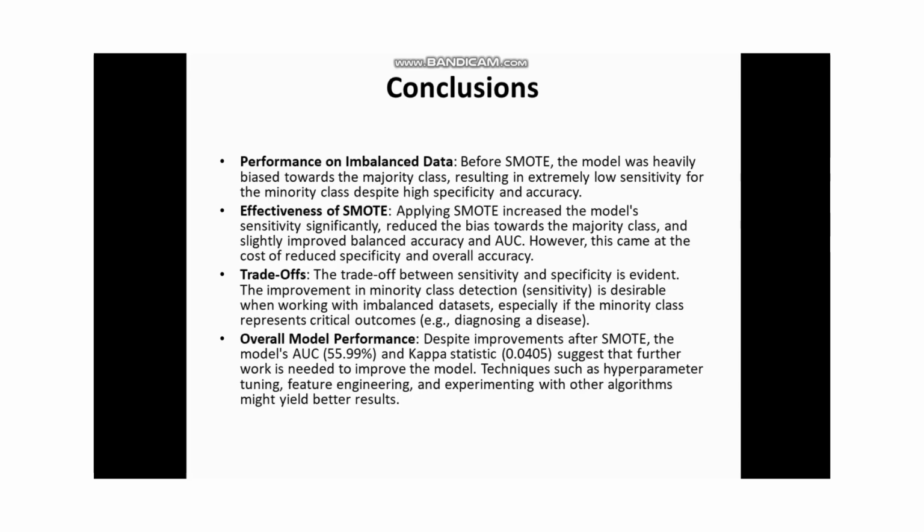The overall model performance. Despite improvement after SMOTE, the model's area under the curve of 55.99% and the kappa statistic of 0.0405 suggest that further work is needed to improve the model. Techniques such as hyperparameter tuning, feature engineering, and experimenting with other algorithms might yield better results.